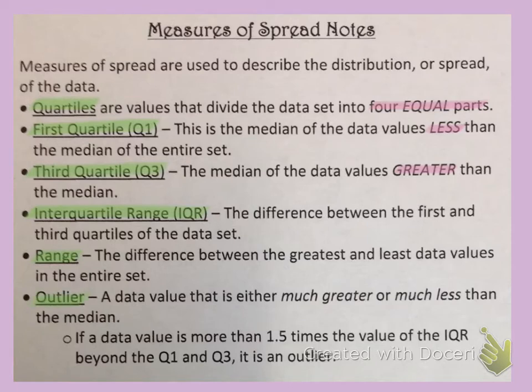And the outlier is a data value that is either much greater or much less than the median. So the way we determine this is if a data value is more than 1.5 times the value of the IQR beyond the Q1 and the Q3, it is an outlier. And while I read the definition, that may not make a whole lot of sense yet, you'll see what we mean when we practice it.